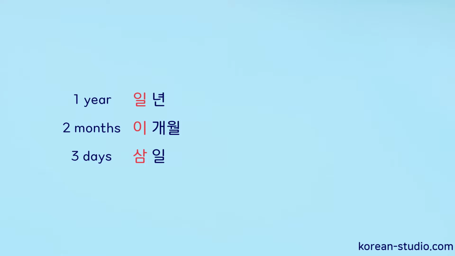However, this is where it gets kind of interesting. In Korean, some things can be counted in more than one way. For example, to count months, we can also use the counter word 달. And with 달, we use native Korean numbers. So to say 2 months using 달, we can say 두 달.